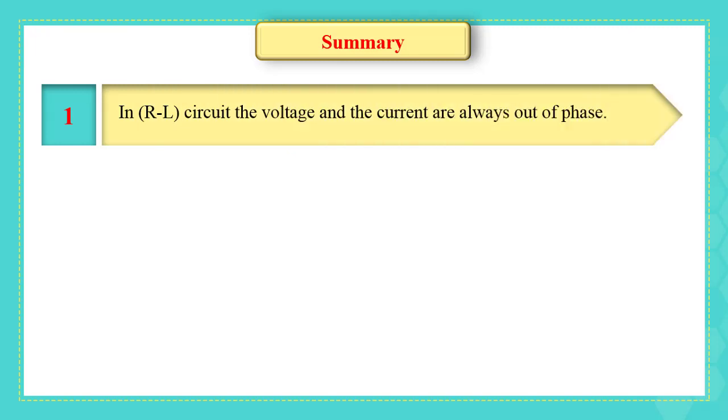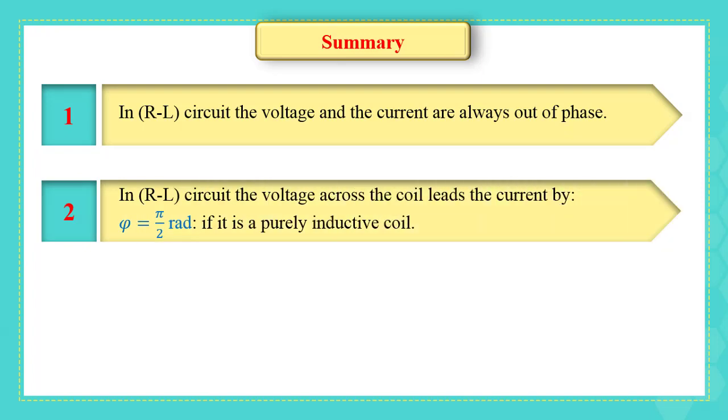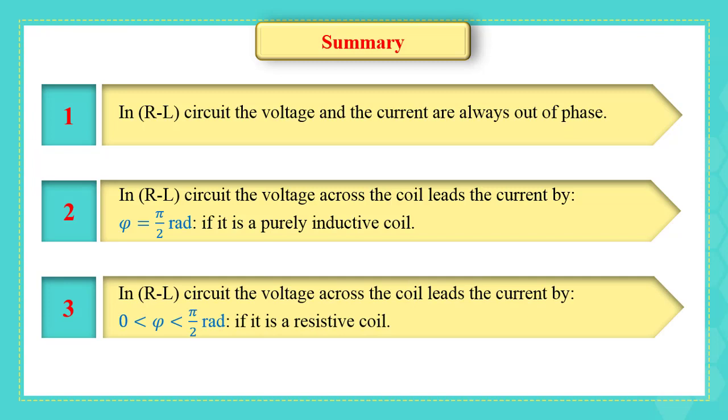Summary: 1. In an RL circuit, the voltage and the current are always out of phase. 2. In an RL circuit, the voltage across the coil leads the current by phi equal pi over 2 if it is a purely inductive coil. And in an RL circuit, the voltage across the coil leads the current by phi between 0 and pi over 2 if it is a resistive coil.